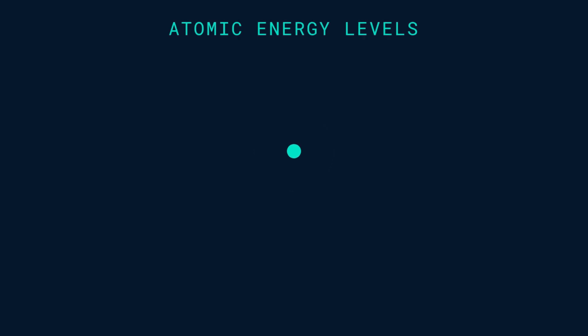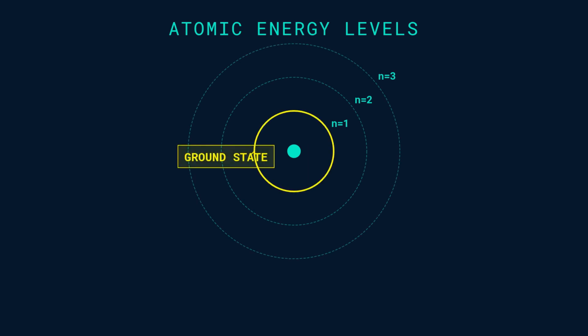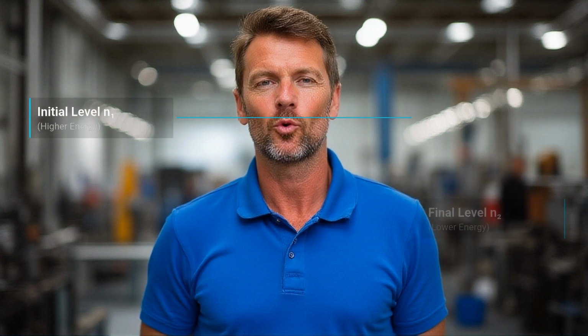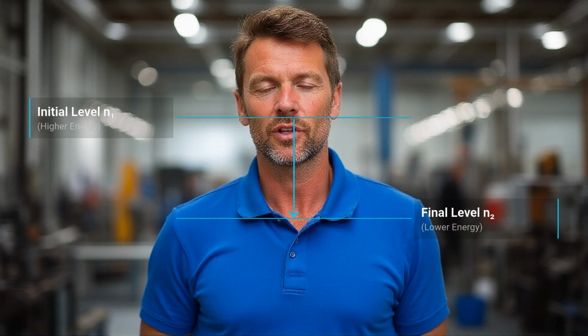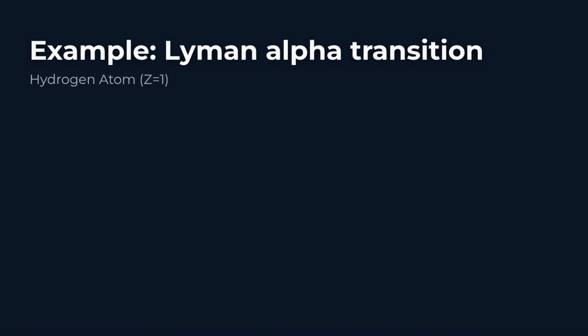Next is atomic number Z, where 1 represents hydrogen, 2 represents helium+, and 3 represents lithium 2+. The principal quantum number n defines the electron's energy level, with n equals 1 being the ground state. For transition calculations, we have initial level n1 for the higher energy state, and final level n2 for the lower energy state. Let's work through a practical example.